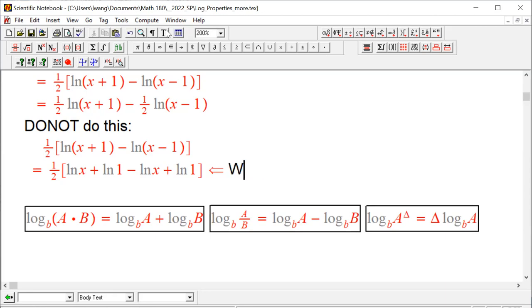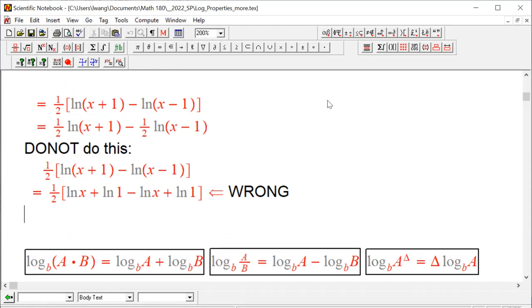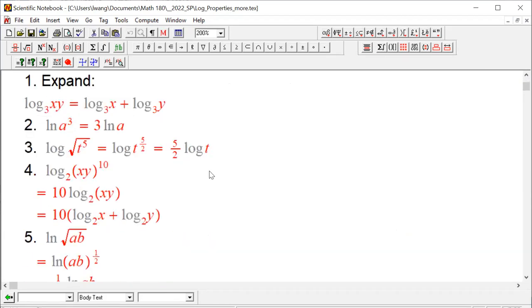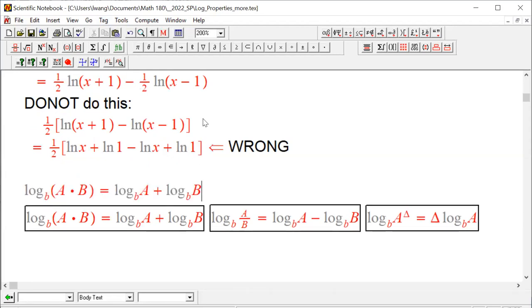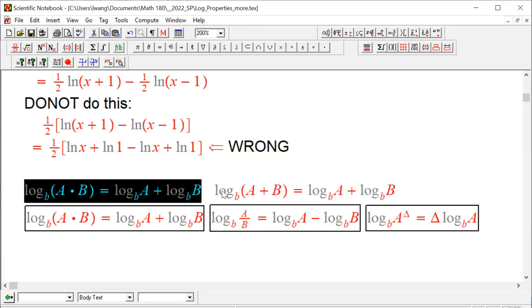No, wrong. How is it terribly wrong? Remember, we talked about that common mistake. This is the product rule. If you turn the product rule into addition, that will be terribly wrong. This is right, and this is wrong.